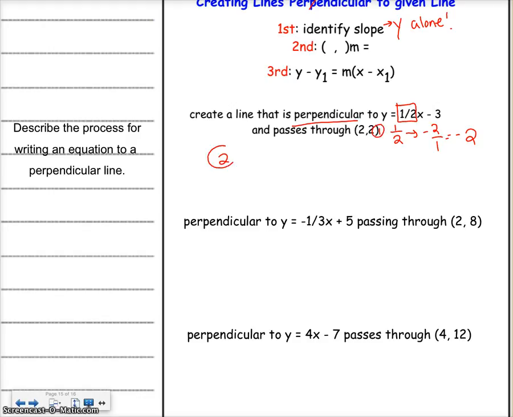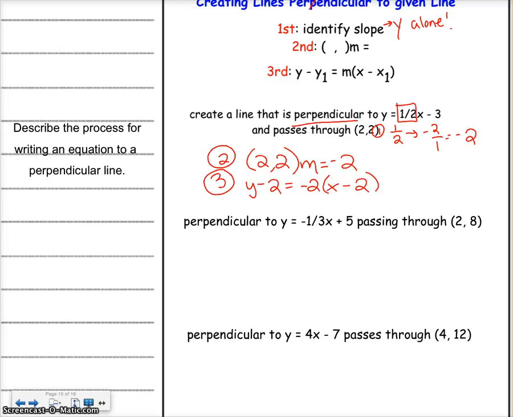Step 2, I use the point that I go through, (2, 2), and my slope is equal to negative 2. And step 3 should be coming pretty natural to us now. You use point slope to create the equation. y minus the y you're given is equal to your slope times x minus the x you're given.